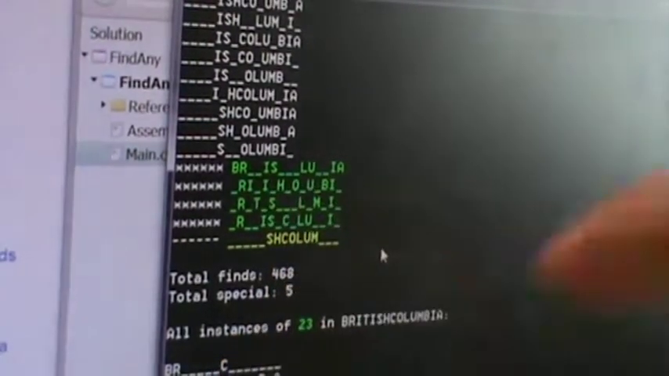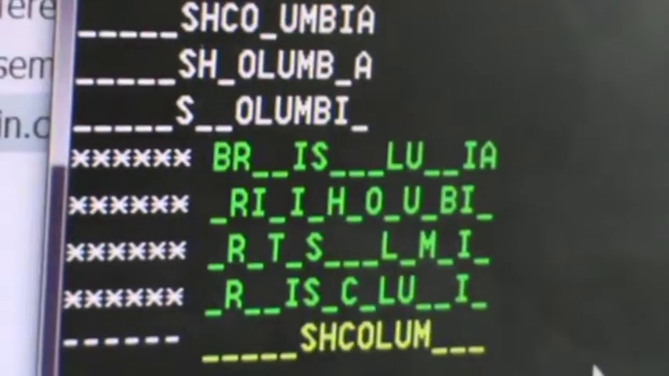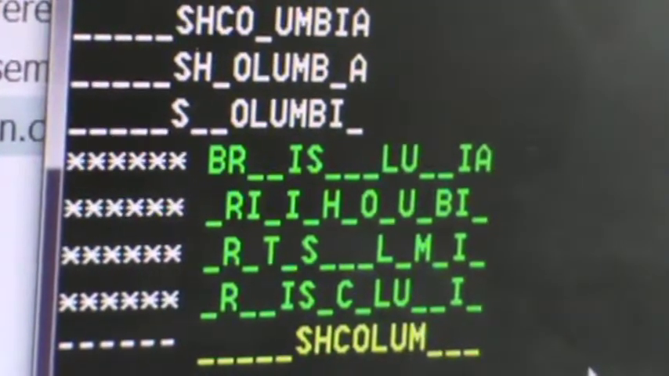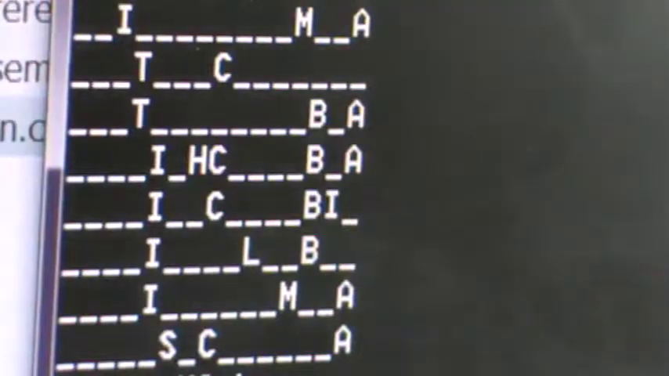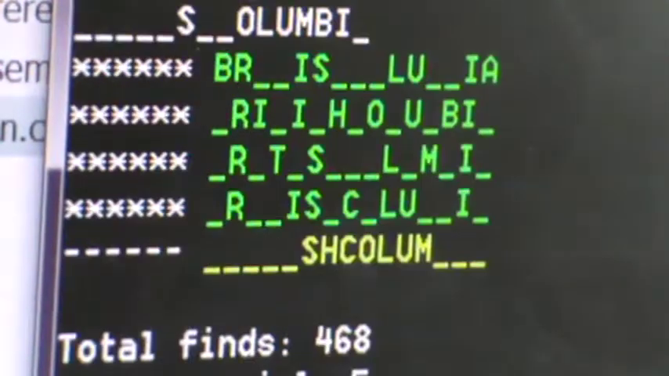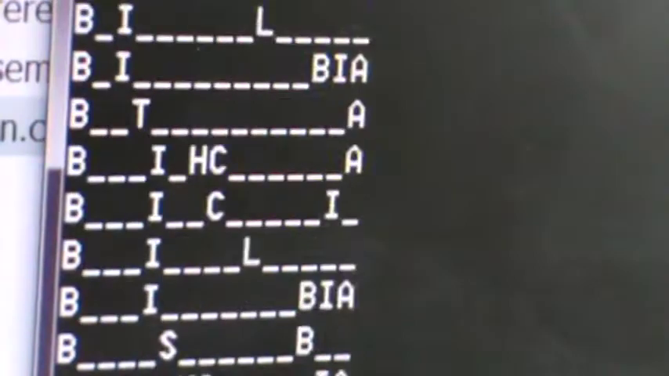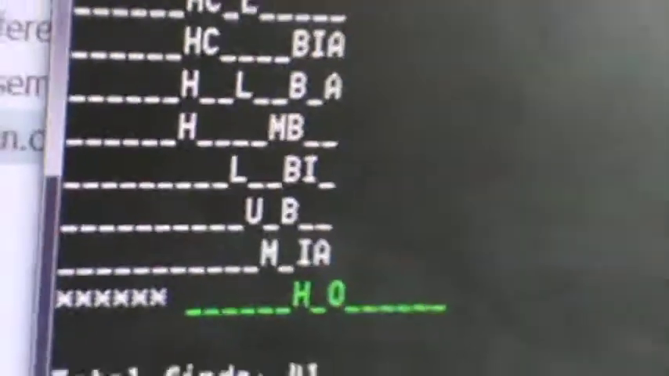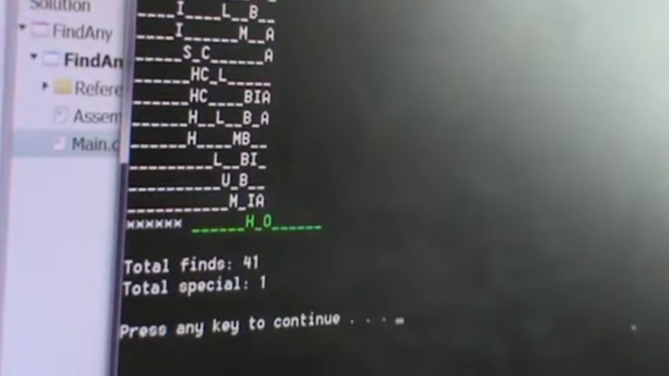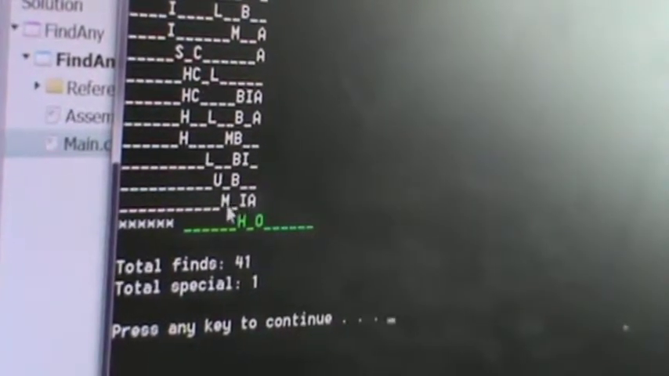Here's the symmetrical ways in green. Oh no, wait, that's finding father. There's only 41 ways to find I am in British Columbia. Here they all are. And there's the one symmetrical way, the HO, the famous HO in holy. Oh yeah, Columbia ends in I am. That's the most obvious thing.